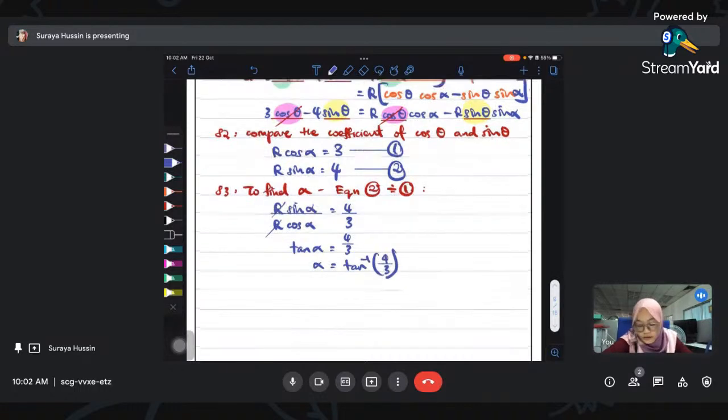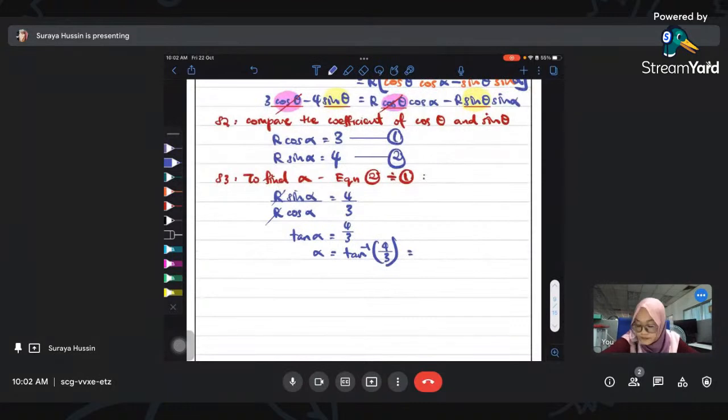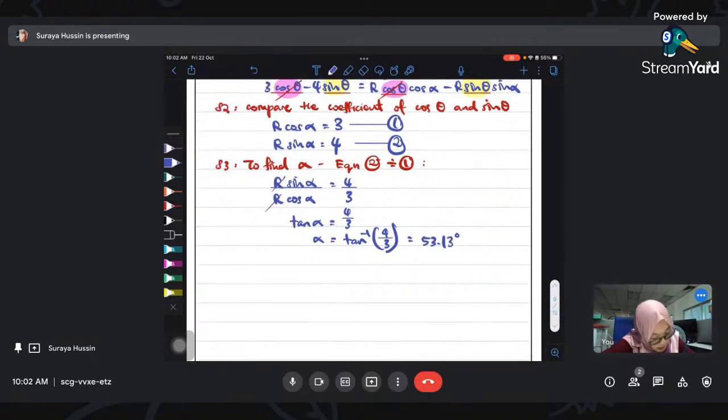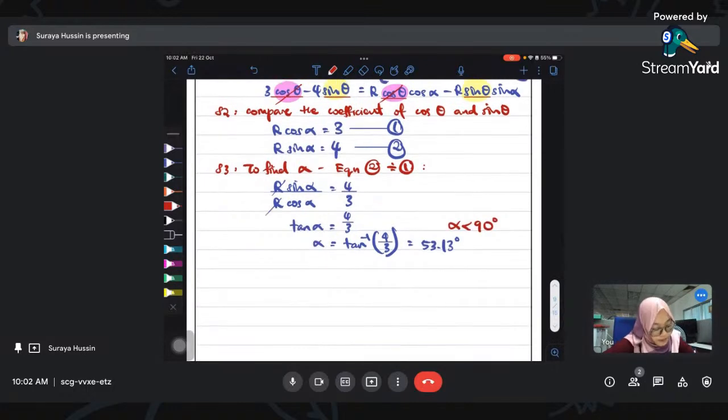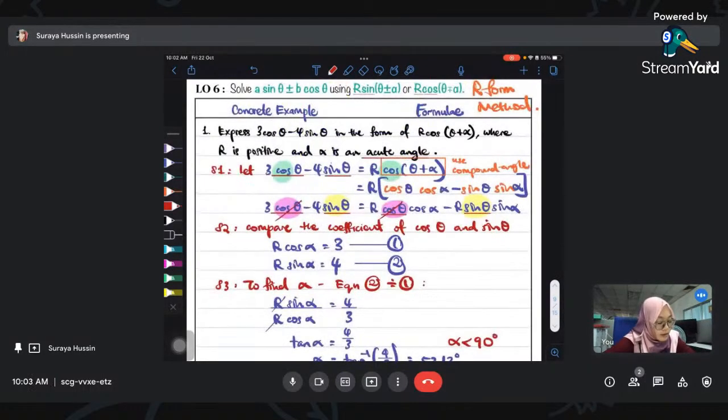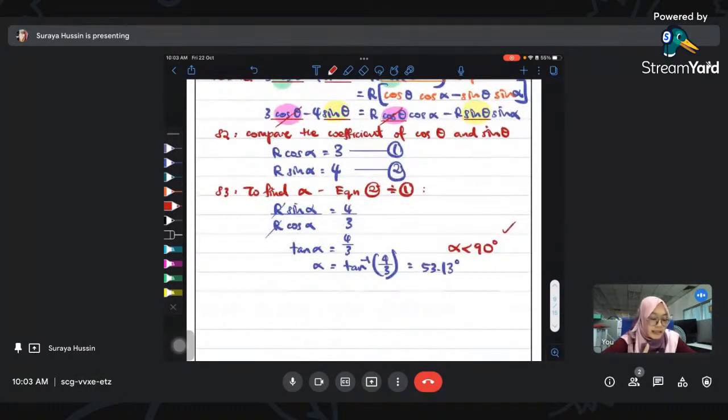Therefore, your alpha is equal to 53.13. So in this case, saya ambil 53.13. You nak tulis 53.1 pun diterima juga. Tak ada salahnya. And then, next step. Okay, kita dah cari. Oh, kena check kot. Kena check sini. Dia kata our acute angle must be less than 90 degrees. Acute angle. This is acute angle. So, ngam lah. Betul lah. 53.13 is less than 90 degrees. Ngam.